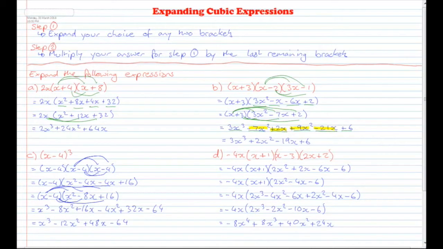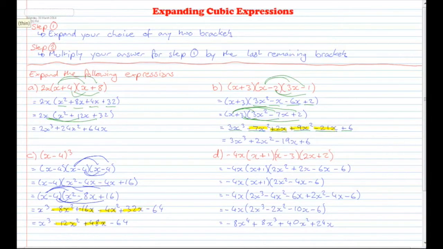Now what we do is collect like terms once again, so you go negative 8x squared that you can see here, and negative 4x squared that you can see here. That's going to combine to equal negative 12x squared, and 16x and 32x is going to combine and make 48x. So you're going to get x cubed minus 12x squared plus 48x minus 64.